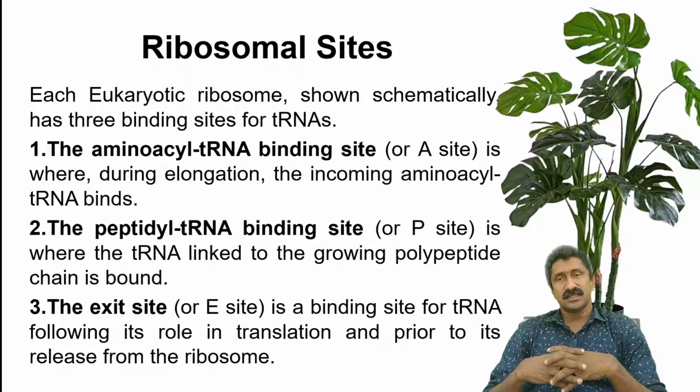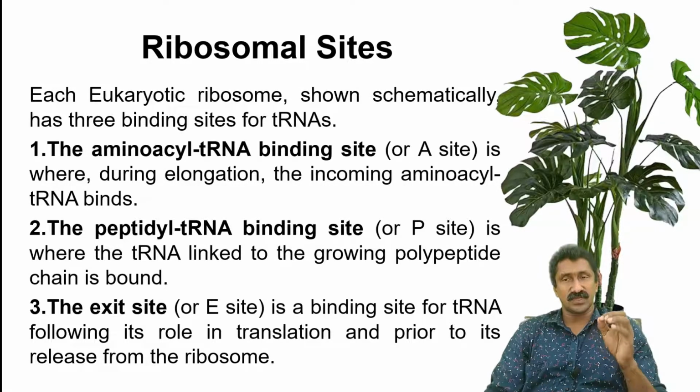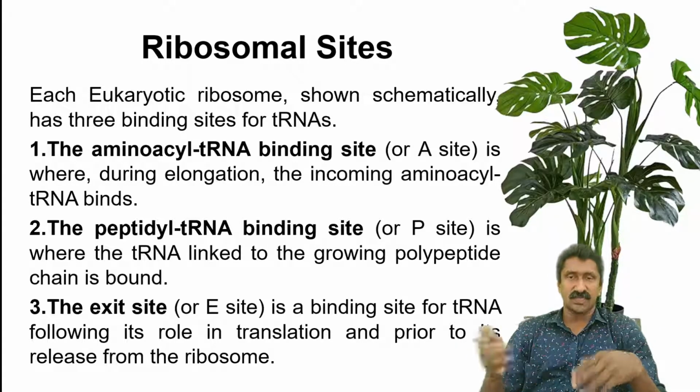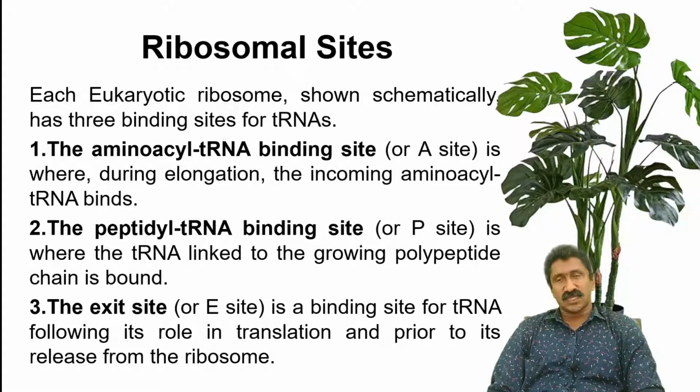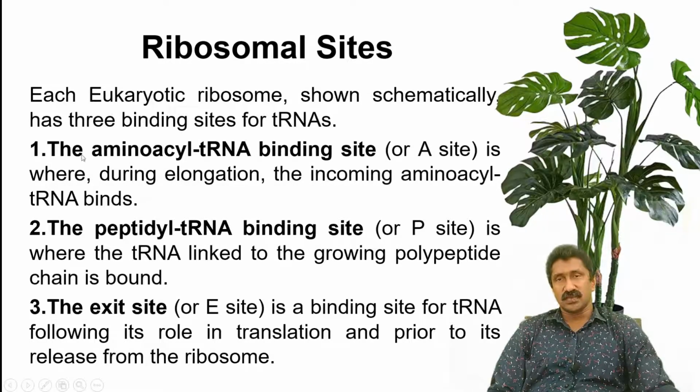And the third site is the exit site, known as the E site, which is a binding site for the tRNA following its translation and prior to its release from the ribosome. So that is the exit point for the already utilized tRNA. So these are the three sites present in the ribosome.